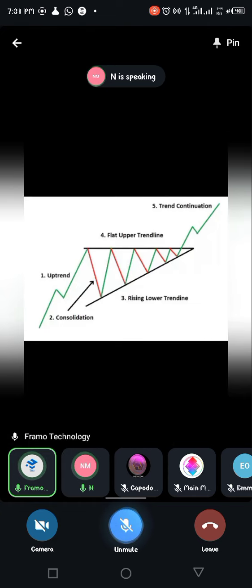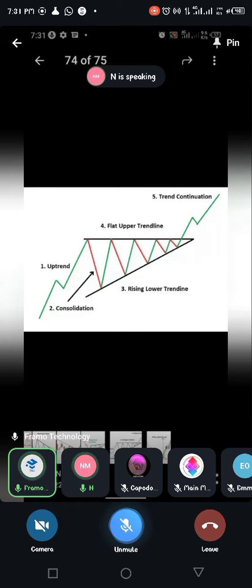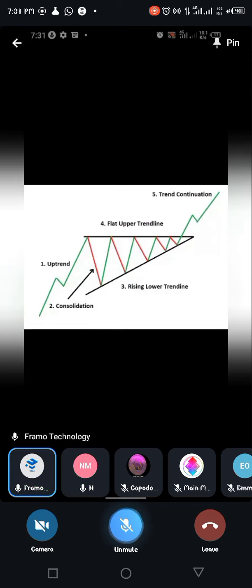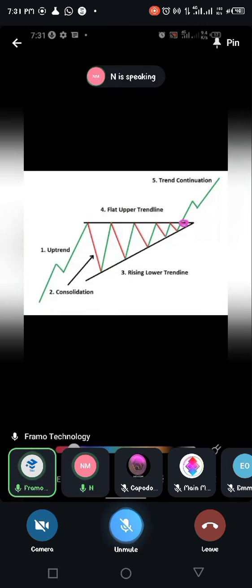Once there is a breakout at this point, you quickly put your entry there, your stop loss either below here or on the line. You understand? You put your stop loss there. Then you wait for it to move up. Then you bring your stop loss to your entry. And this is how we trade the ascending triangle when the market is bullish.